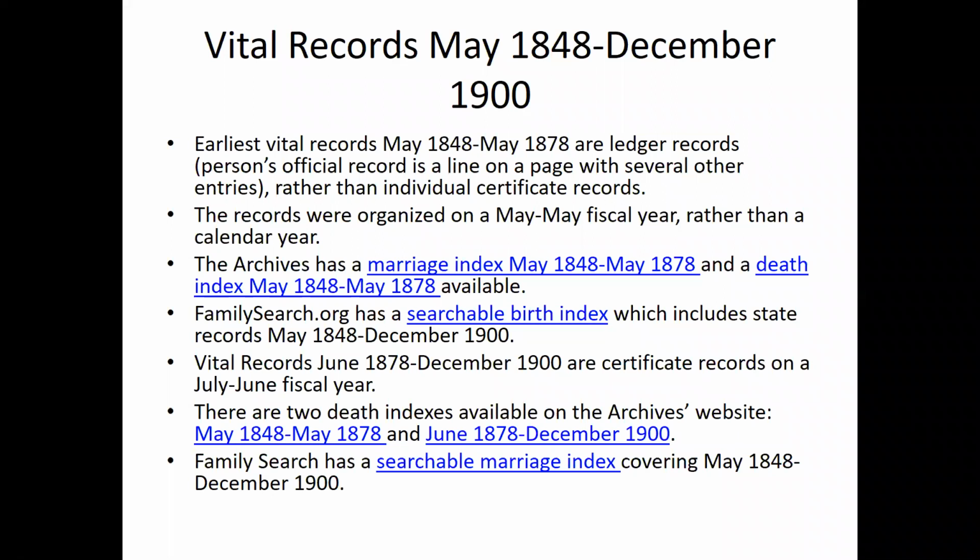Later, starting in June of 1878, you get certificate records, which is really fantastic. This continues past December of 1900, but since we're talking specifically about these records, the certificate records go from June of 1878 to December of 1900. And these are organized on a July to June fiscal year. The one index on the archives website that falls into this time period is the June of 1878 to December of 1900 death index. There is an earlier one for those early deaths from May of 1848 to May of 1878. And again, FamilySearch has the searchable marriage index, which covers May of 1848 to December of 1900.